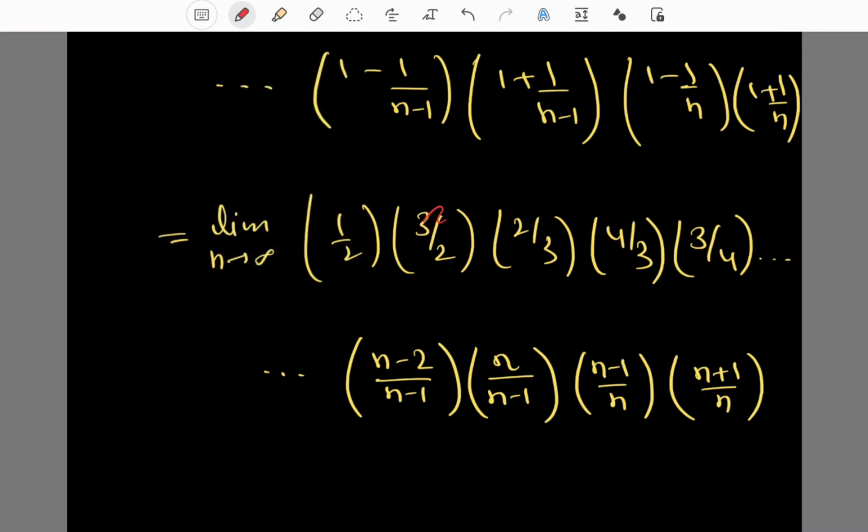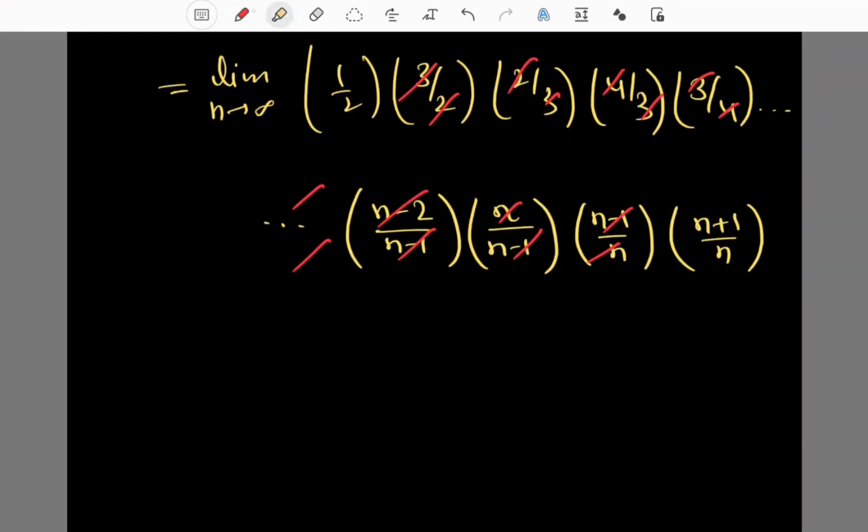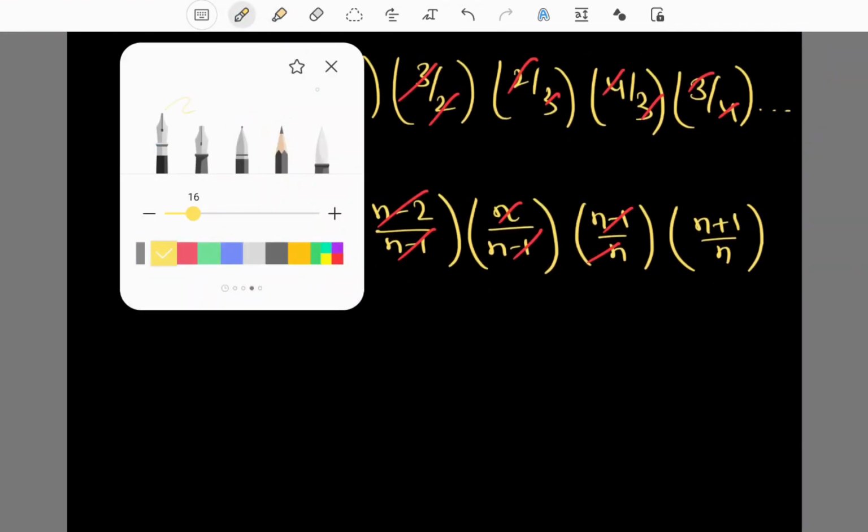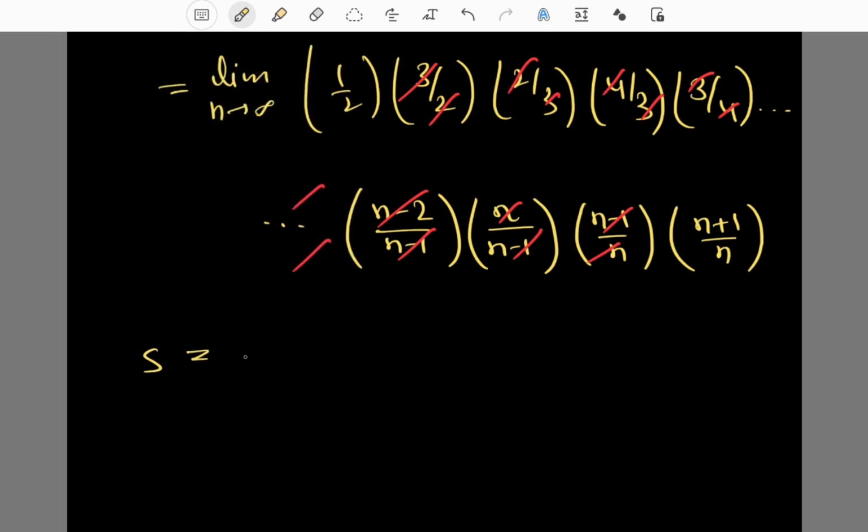Now look at these terms, this cancels. So now we are left with only these terms. So S is the limit as n goes to infinity of 1 over 2, and all the other terms cancel and the last term remains, so we have n plus 1 over n.